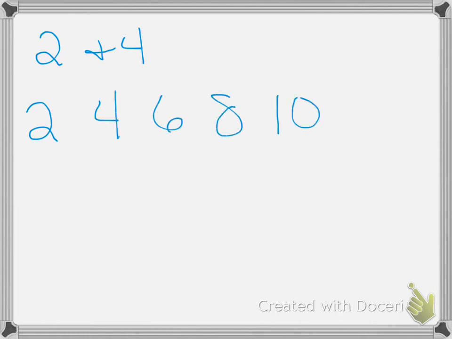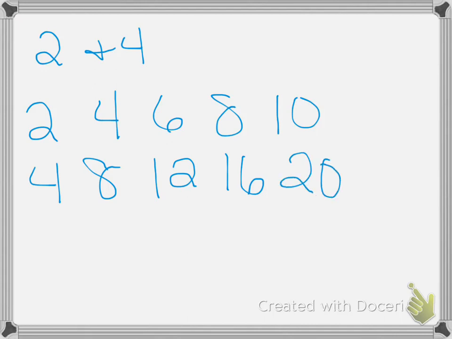So let's look at 2 and 4. For example, if I list my multiples of 2, I have 2, 4, 6, 8, 10. Then I have 4, 8, 12, 16, 20. My least common multiple is 4, but 4 times 2 is 8. So that is a common multiple, but it's not the least common multiple. So 2 and 4 don't work. So you should not have 2 and 4 on your paper.